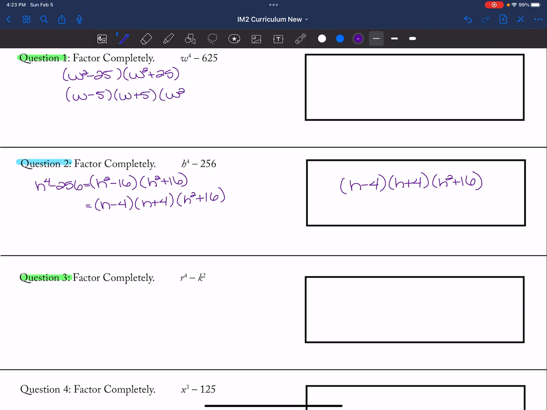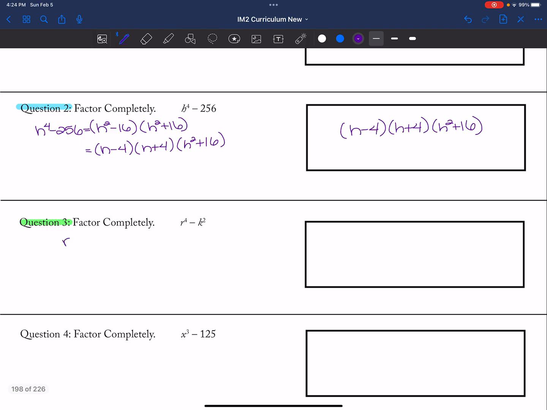But that w squared minus 25, or sorry, plus 25 does not factor, because there's nothing that I can split it up into where I would be able to get rid of that middle term with there being addition in the middle.